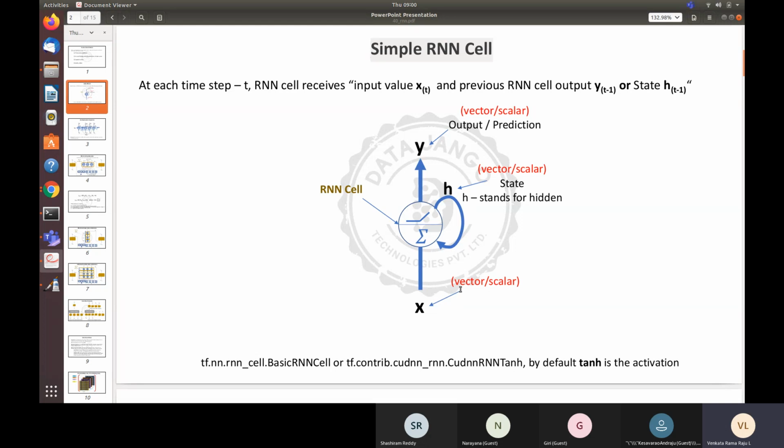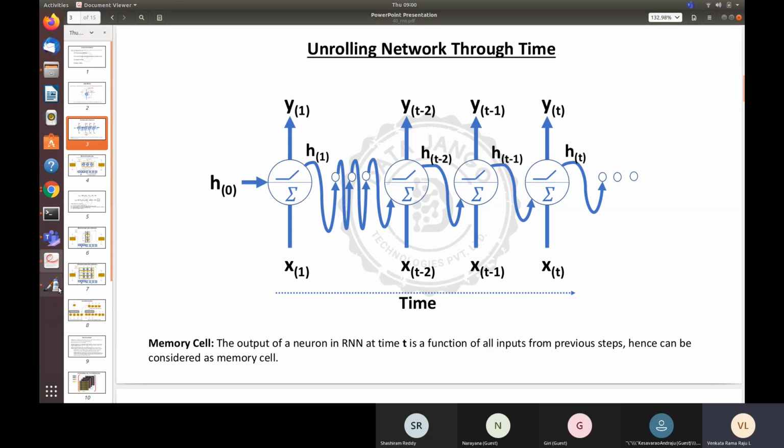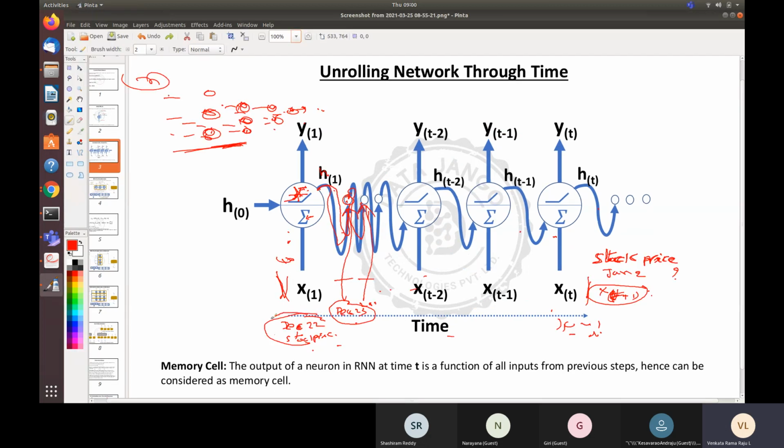So you can feed a vector or a scalar as input to each node, and expect a vector or a scalar as output, and a vector or a scalar as hidden state also. See this here. In the example I explained, I said that I am passing the stock price only. You can actually pass stock price, volume, opening price, closing price, right? A record you can pass here. The x1 can be a record, a vector, right? X2 can be a vector, x3.